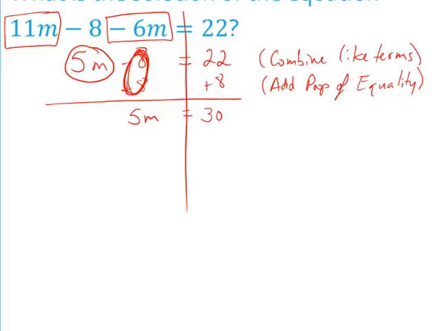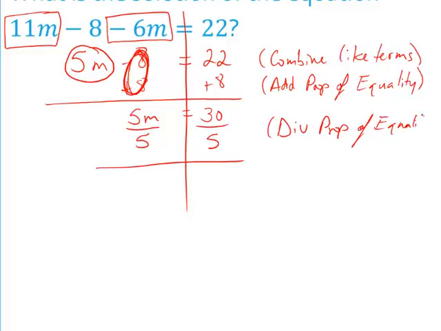Okay, so 5m equals 30. We have 5 times m, we have multiplication, and we don't want that 5 there. So in order to get rid of the 5, we have to do the inverse operation of multiplying, which is dividing. So divide both sides by 5 to get rid of the 5. And that's the division property of equality.